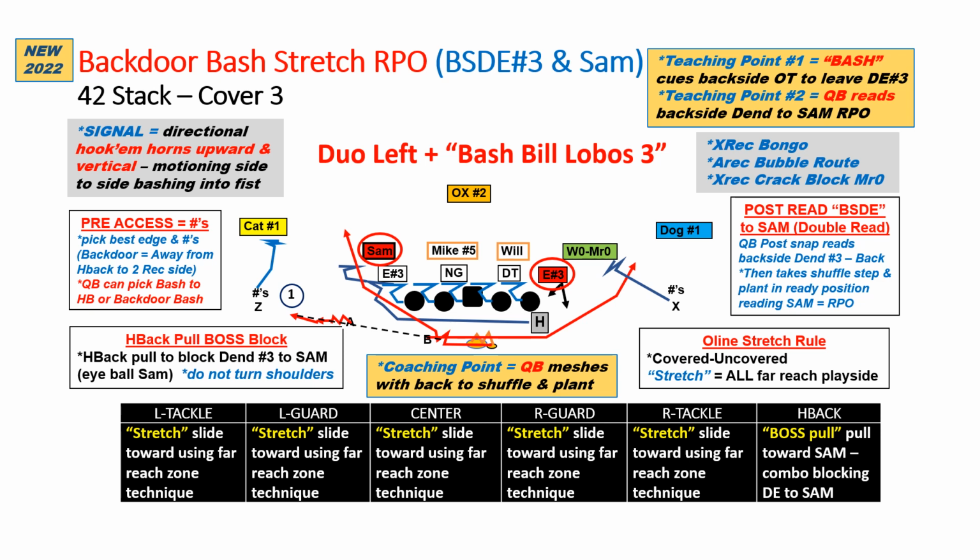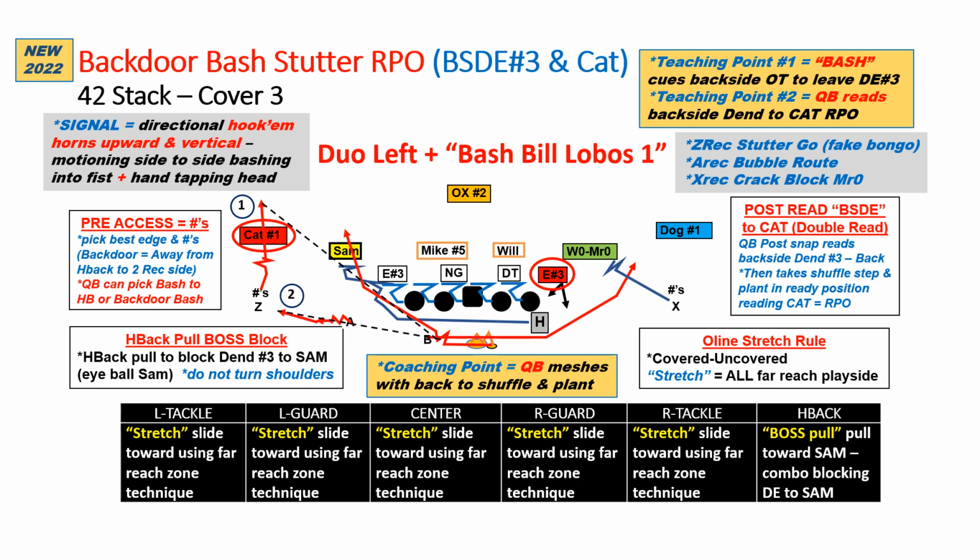One key point here, when we run bash bill, the X receiver is going to crack on the Mr. Zero. We're going to pull the H now and do our same original stretch zone, but the quarterback's going to add this into a triple option where the A will run a bubble now. So he's going to read the defensive end first with his normal bash read, and then attack reading the Sam. If the Sam sits, then we'll throw the bubble to the A. If the Sam chases and fills with the A bubble, then he'll keep as a triple option.